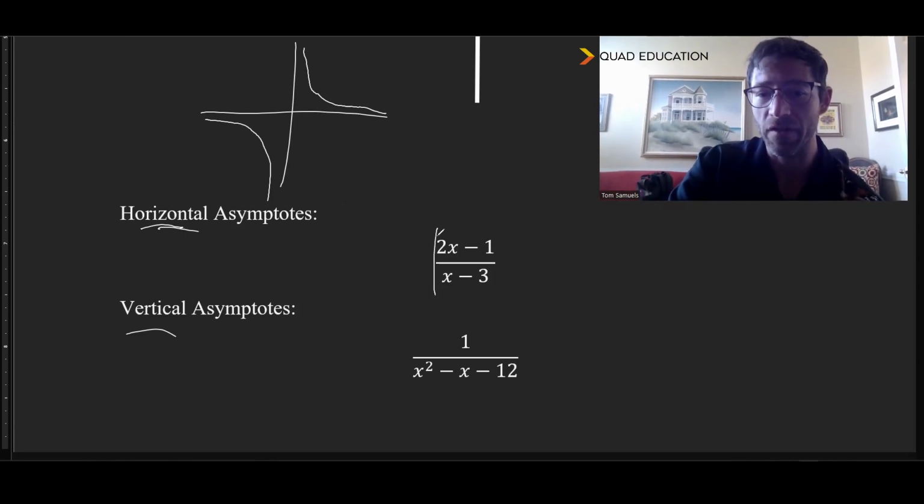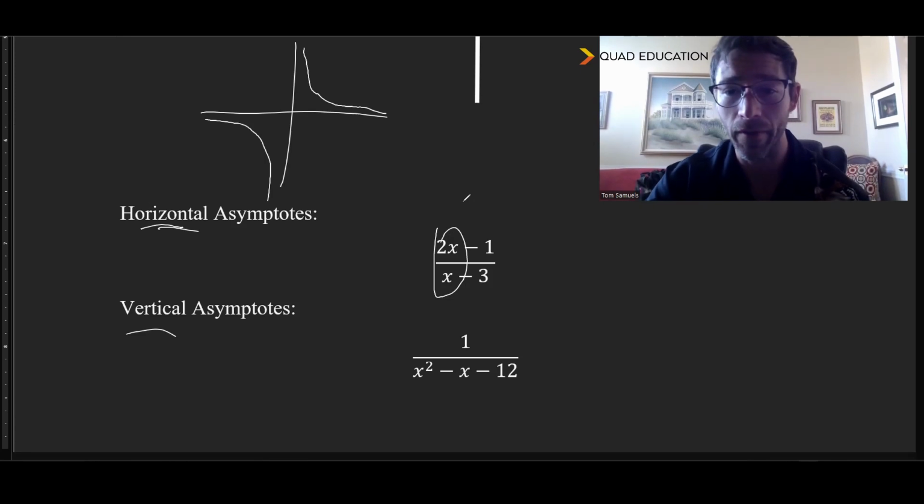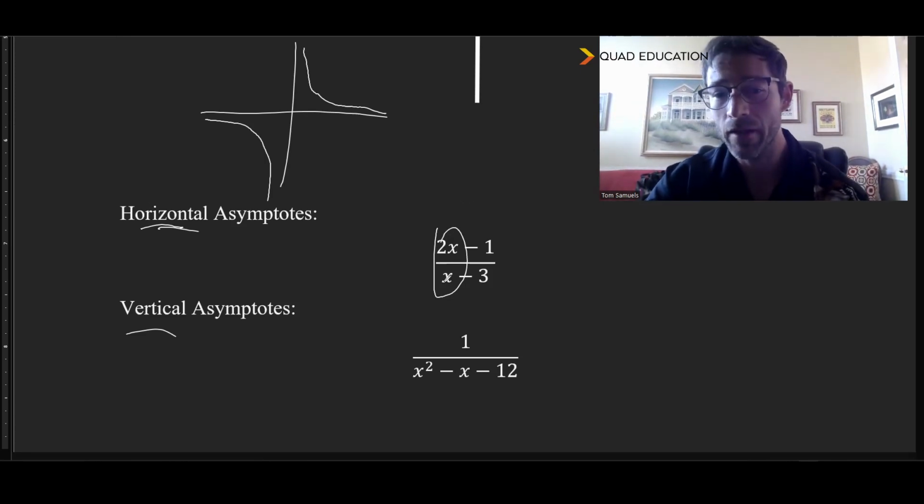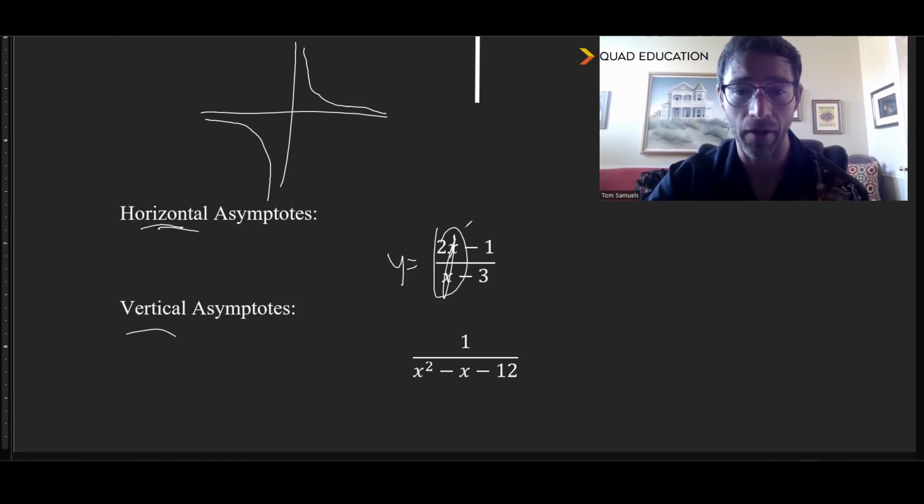divide the leading coefficients. This is something that you'll almost never have to do, by the way, so don't worry too much about this. But dividing leading coefficients is just whatever is the highest order, you're going to divide one by the other. So in this case, for this function y equals 2x minus 1 over x minus 3, we're just going to cancel those x's out there, and we're going to have a horizontal asymptote of 2.